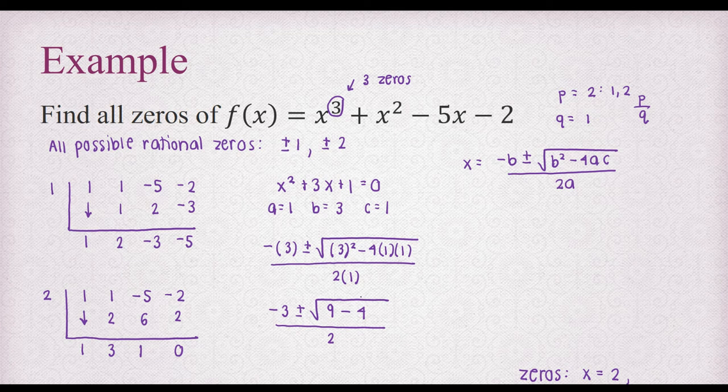If I subtract 9 and 4, I'm going to get 5 under the square root. Well, I can't take the square root of 5, so I can't simplify any further. So it looks like negative 3 plus or minus the square root of 5 all over 2. Those are my other 2 zeros. Because of that plus or minus sign in between, those are 2 answers. 2 is my third answer. I should have 3 zeros. I am done.